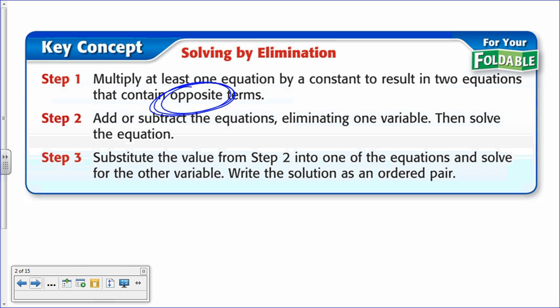Now, most of the systems that we do today will not have opposite coefficients. They'll have opposites, but the numbers will be different. That's the whole point of the exercise today. Step 2, add or subtract the equations, eliminating one variable. Have we done that before? Yeah, we did it last time. Okay, and then substitute the value from step 2. Does that sound familiar? We did that in 6.3, right? So the first thing you need to make sure is that your x's line up, and your y's line up also. And then you want to look for opposites.